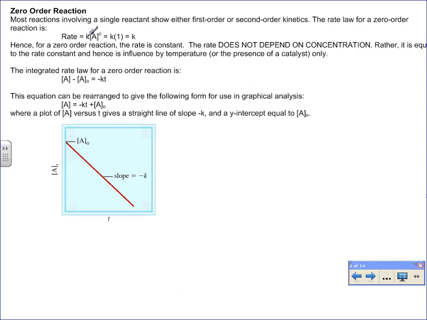And what that means is that over time, the rate of the reaction is not going to change. So when you look at a graph of concentration versus time, when the order of the reaction is 0, what you get is simply a straight line. And the slope of this line is negative K. Okay, the concentration of A is simply decreasing in a linear fashion.